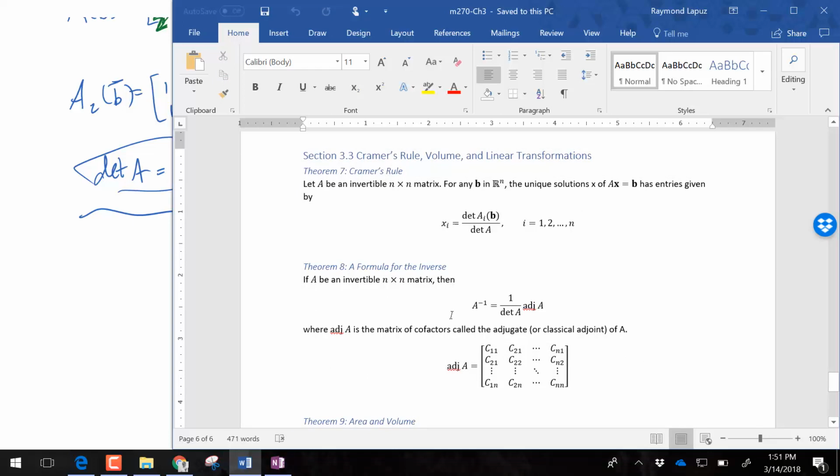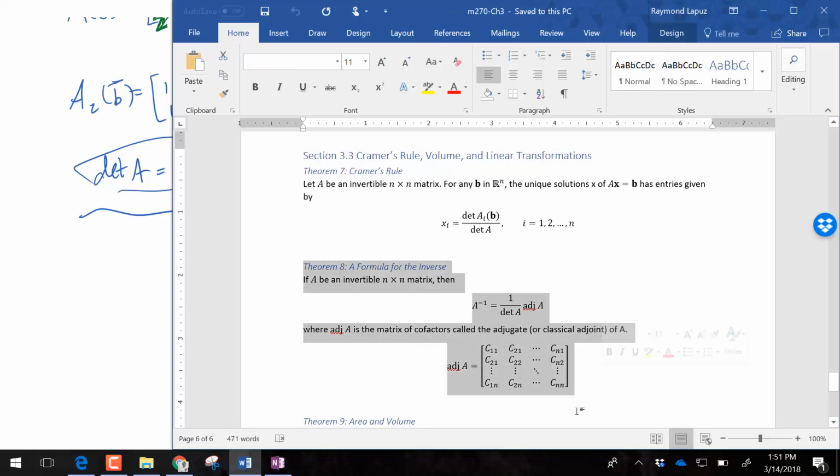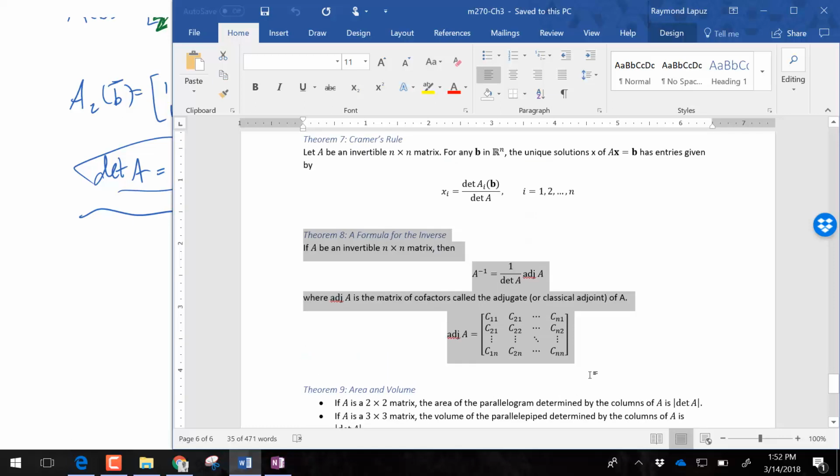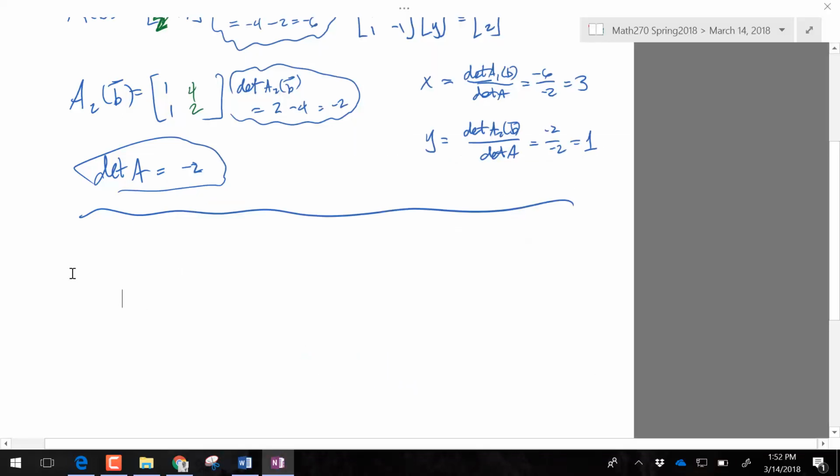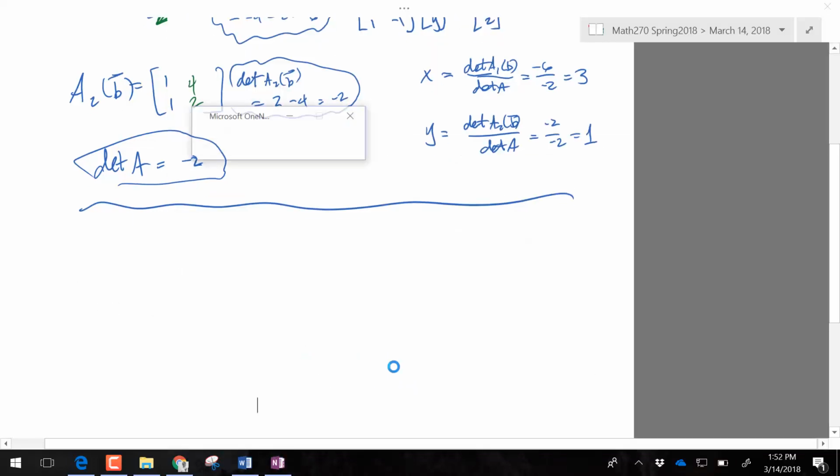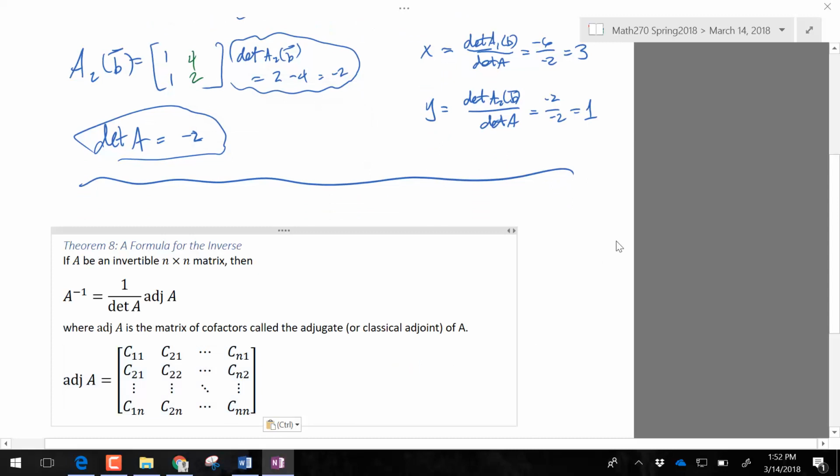Another formula for the inverse is in the book. I don't really care about this because it has an adjoint, the classical adjoint. Why don't I just put this in our notes and just say, read about it? It's in our notes. You don't have to copy it down.